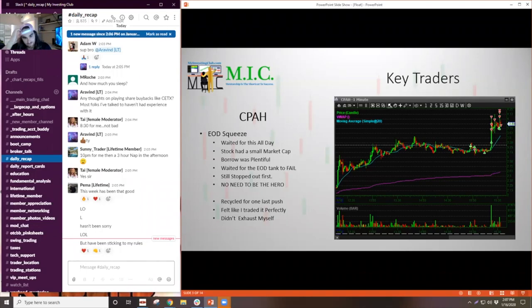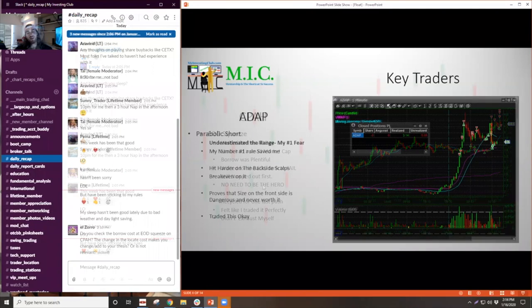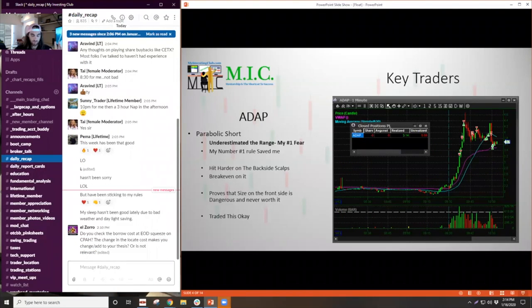And I literally waited for CPAH all day. You see, I didn't trade it all day, but just to get a close-up of the thing, I couldn't show all day. I basically waited for this end of day trade. So anyway, that was CPAH. It was a huge loaded short. The borrows were super easy, and it was a really small market cap. I'm going to get into that later.